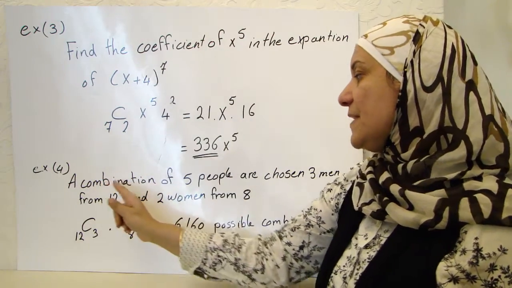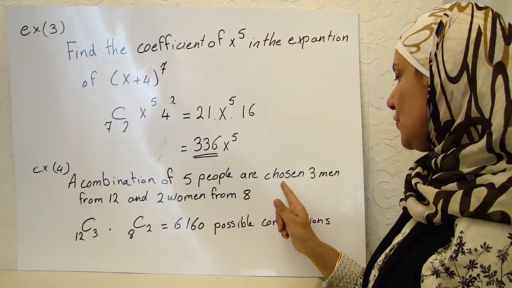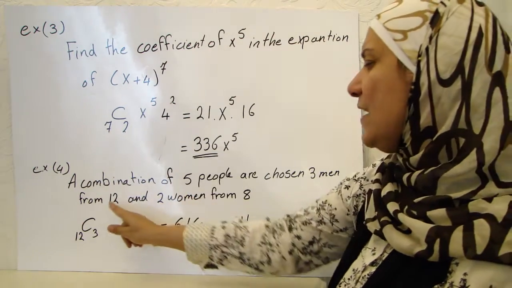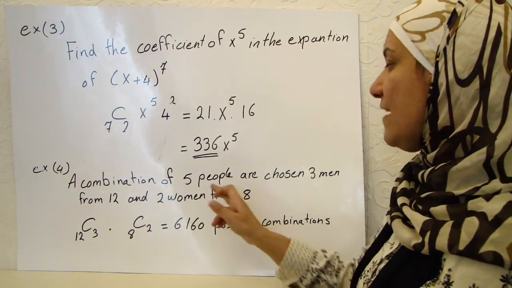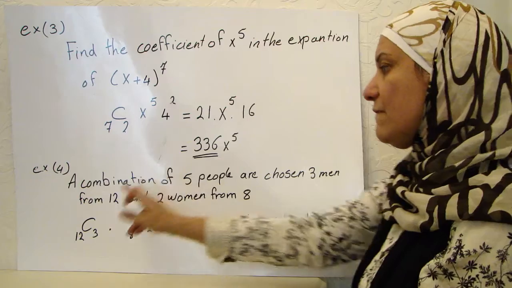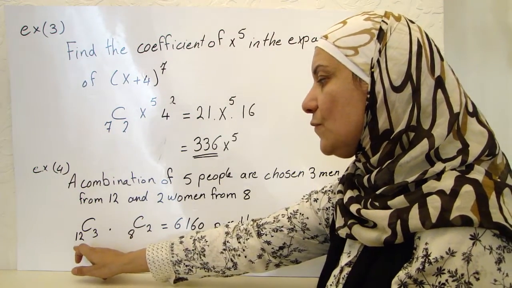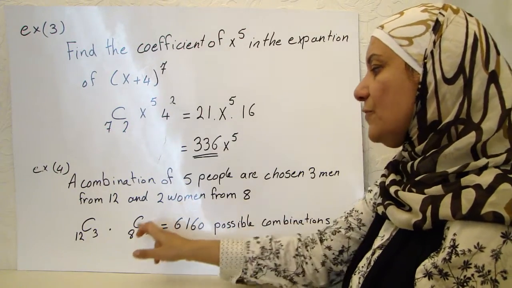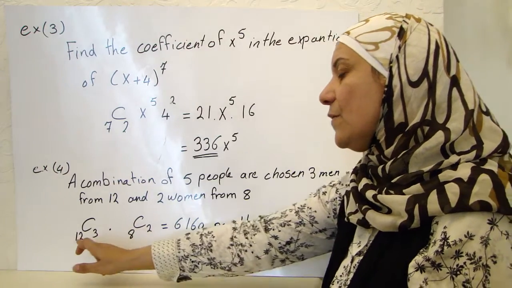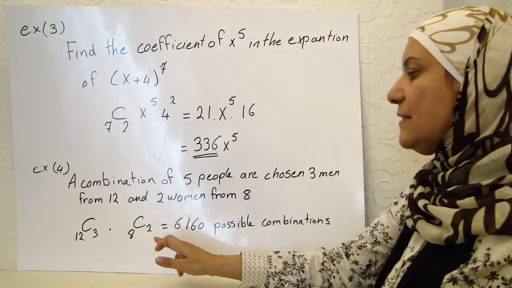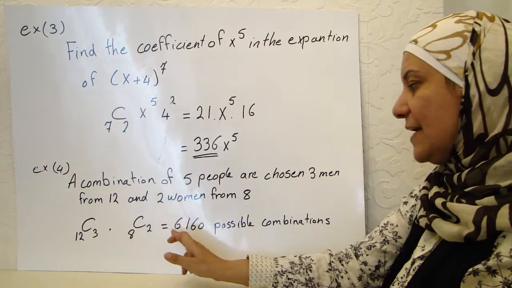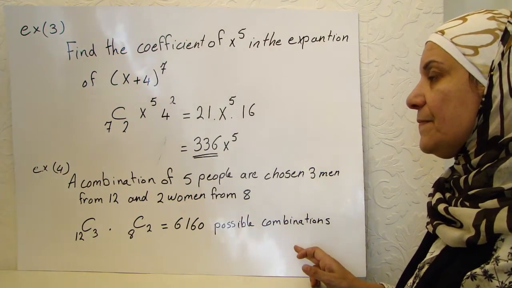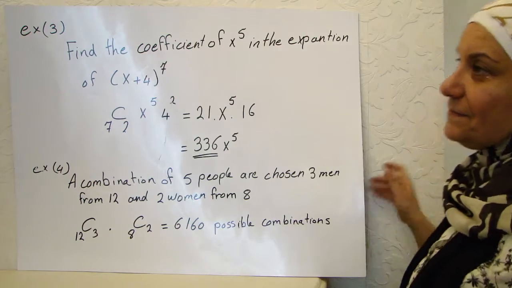Another example: a combination of 5 people is chosen, 3 men from 12 and 2 women from 8. So what do I have? I have 5 people, 3 men from 12. So it is 12C3. From the 12, I'm going to choose only 3. And from the 8 women, I'm going to choose 2. And I'm going to multiply them together. So 12C3 multiplied by 8C2, I get my answer of 6,160 possible combinations. Thank you.